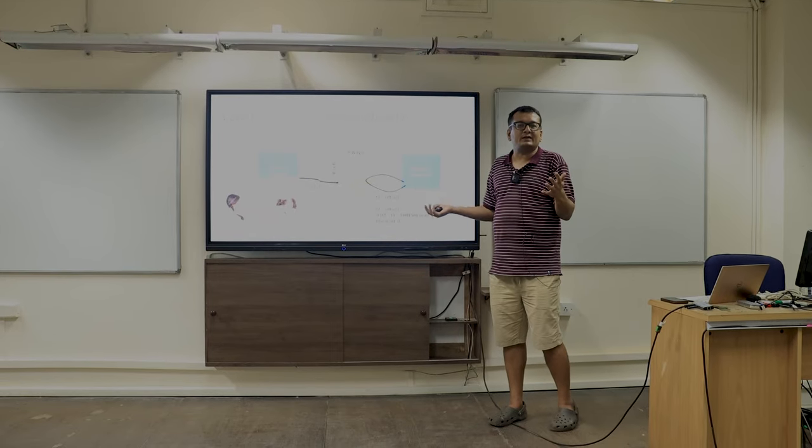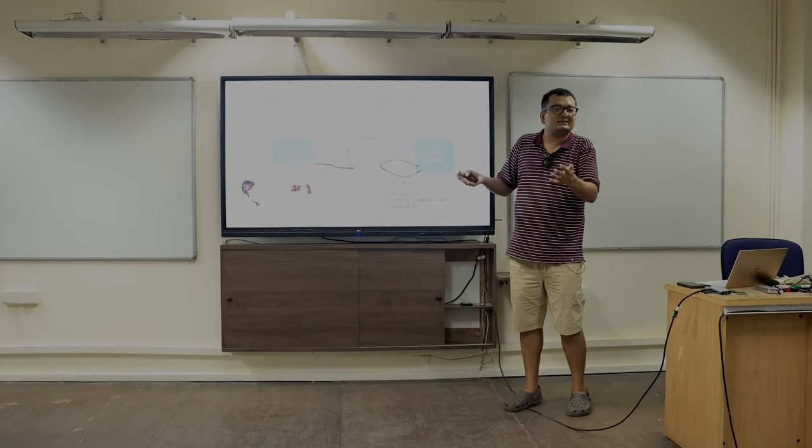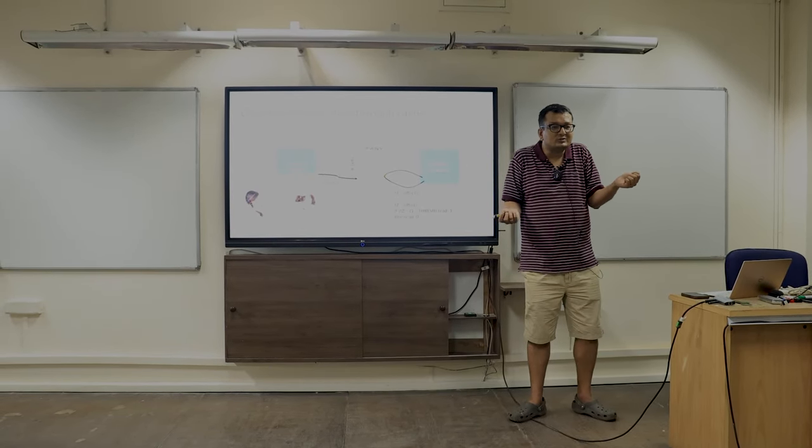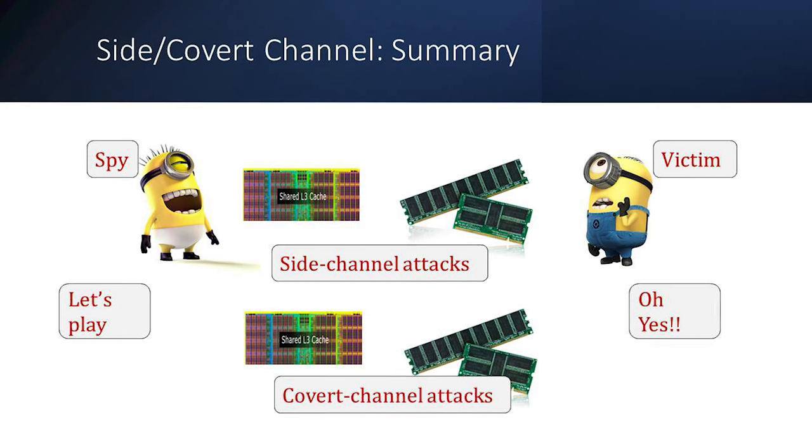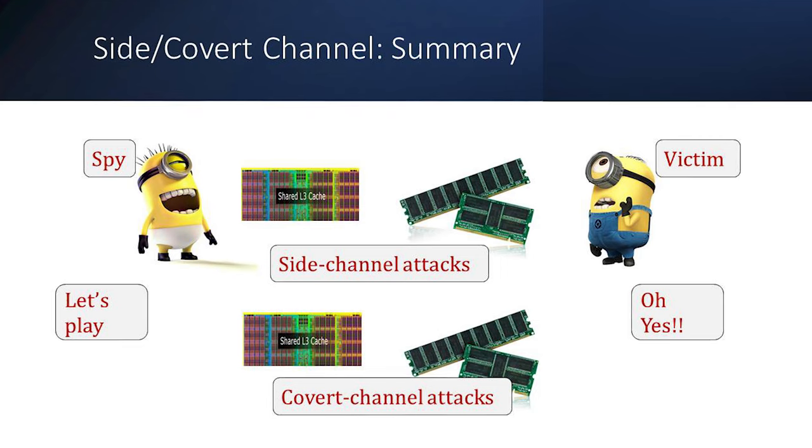You can actually make it complicated. People have attacked the AES itself. They have extracted the key used in the AES through caches, right? If not prefetchers, right? So this is the world of side and covert channels.